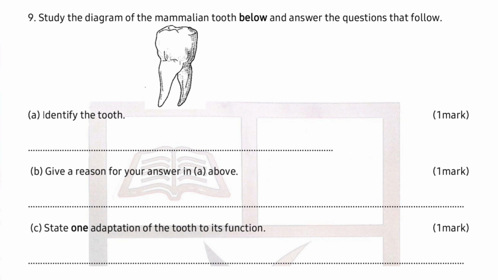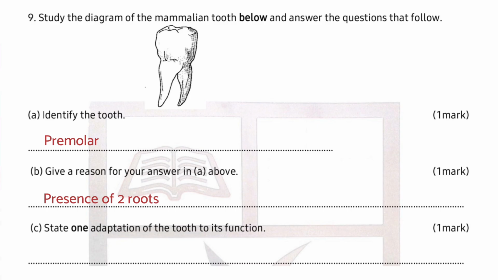Question number 9. Study the diagram of the mammalian tooth below and answer the questions that follow. Part A, identify the tooth. Okay, so this is clearly a premolar. Reason being that it has 2 roots, okay?